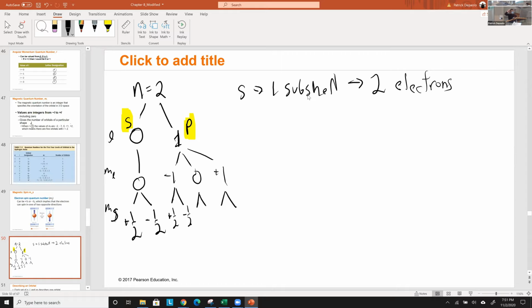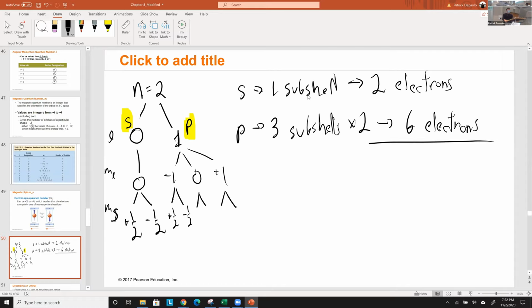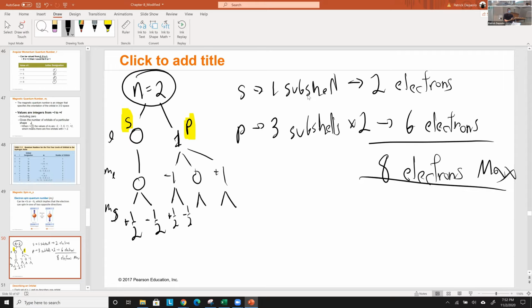Now, you can add up all these possible electrons. The P orbital has 3 subshells, times 2 electrons each equals 6 electrons. And then you also know that for n equals 2, you have a total of 8 electrons that are possible, the maximum. So the maximum number of electrons that can be in the n equals 2 energy level is 8.